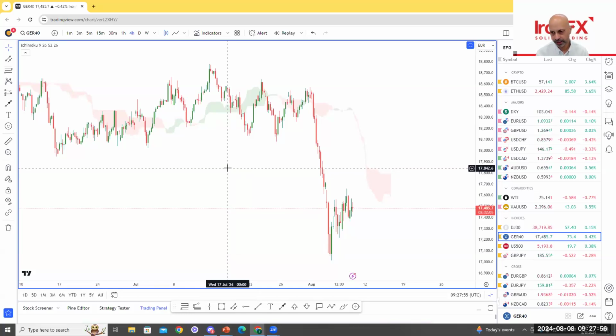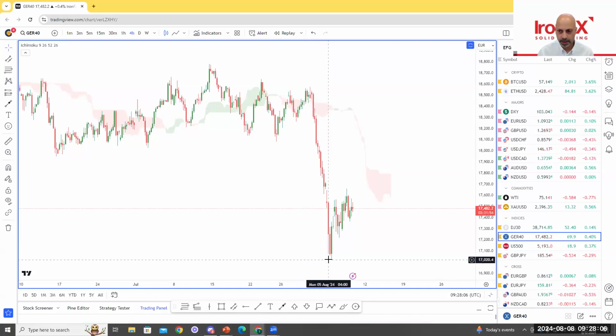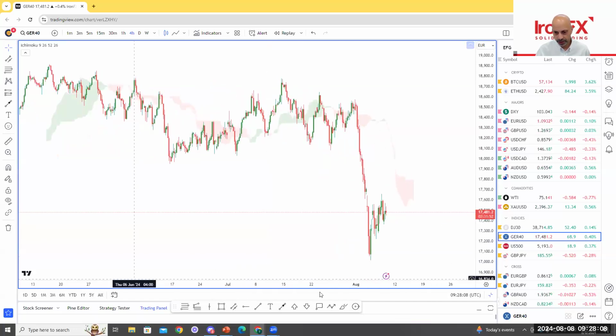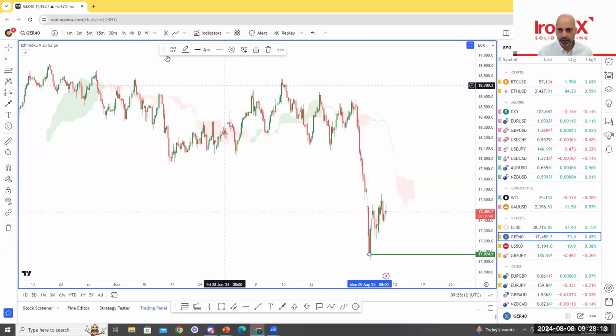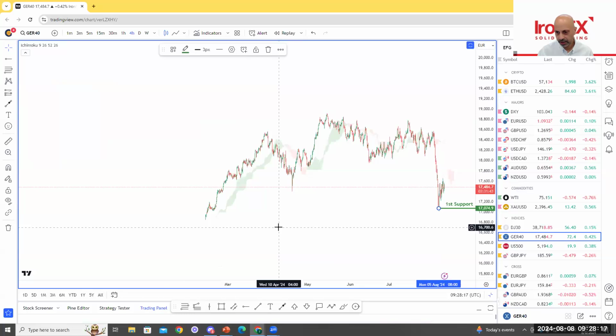All right, so looking at Germany 40, we can see, of course, this huge drop here that took place since last Thursday. DAX was trading around 18,500 and it's dropped as low as about 17,000 in a matter of days. So very clearly, the first major support for the DAX is at this pullback level here at 17,074. Where could we identify the next support level?